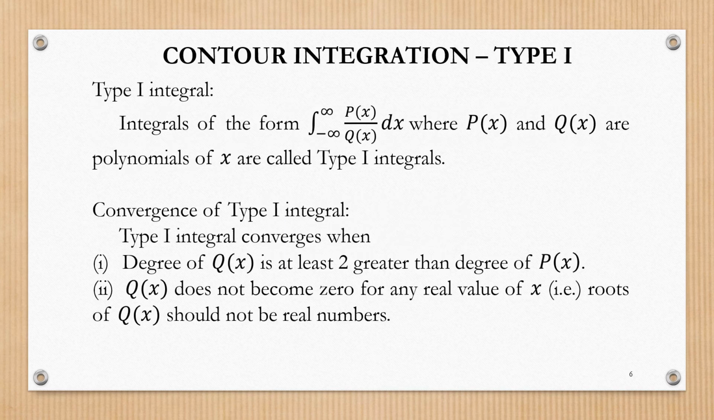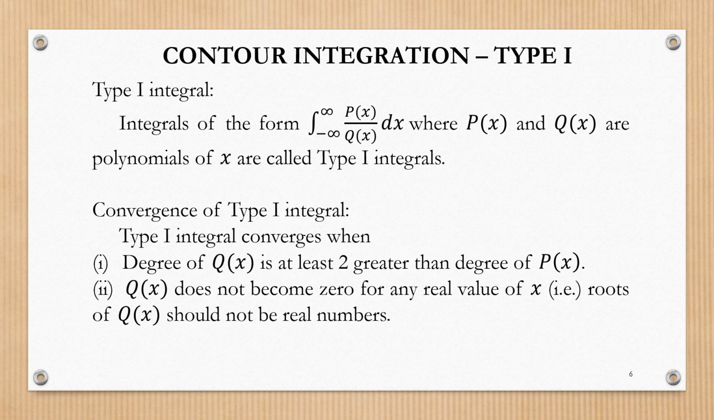Let us see what is a type 1 contour integral. The type 1 contour integral is of the form integral minus infinity to infinity p of x by q of x dx, where p of x and q of x are algebraic functions or polynomials of x. Such an integral is called a type 1 integral. Observe the limits to be from minus infinity to plus infinity, and the two functions, the numerator and the denominator, have to be polynomials in x.